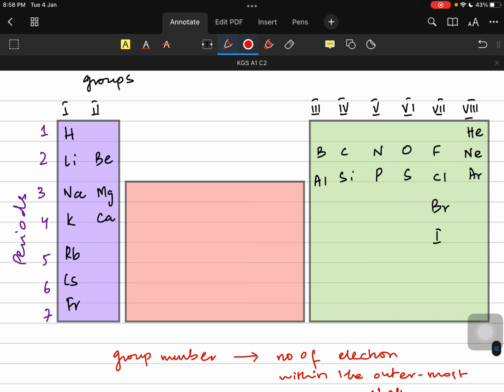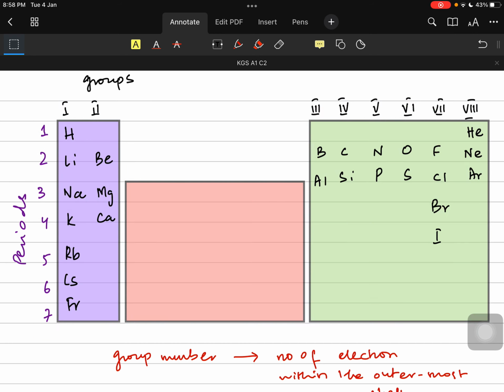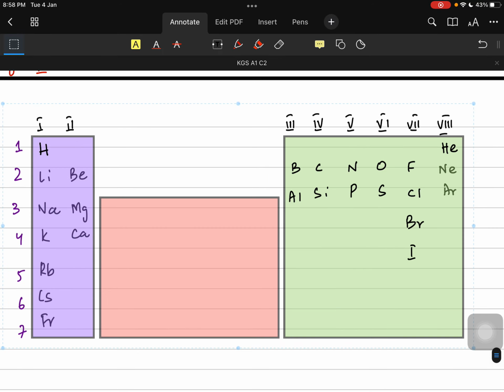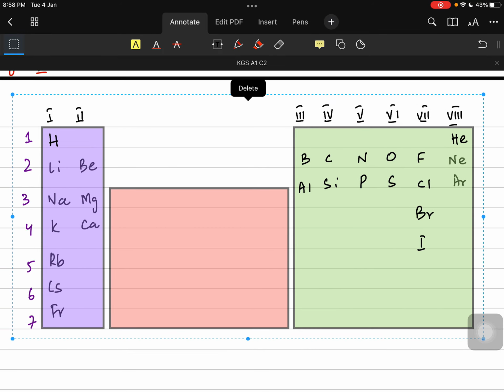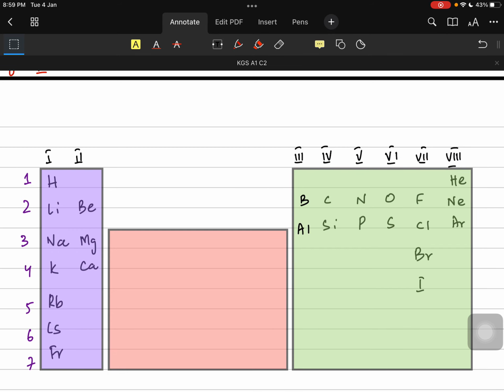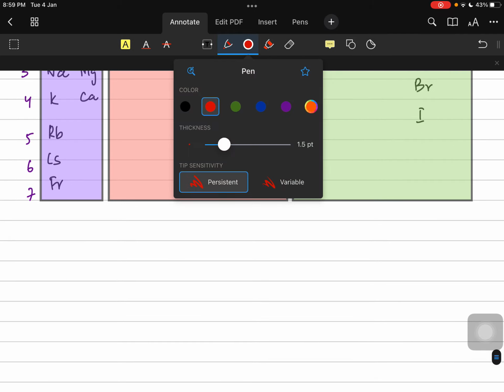In today's video we're going to see how the metals and non-metals are situated within the periodic table. We're going to copy this entire periodic table and paste it over here so we can understand the whole idea again. We know that the elements in group number 1 have 1 electron in the last shell, the elements in group number 2 have 2 electrons in the last shell, and so on and so forth.